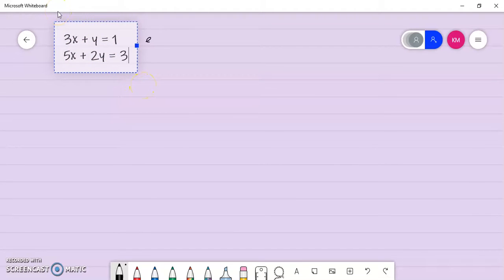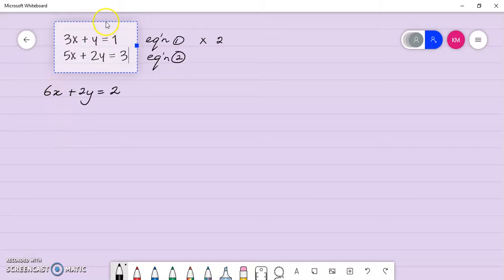So I'm going to label this. This is equation 1. This here is equation 2. So I'm going to try to make the coefficients of y the same in both equations. I can do that easily by multiplying my first equation by 2. So I'm going to multiply that by 2. So I'm going to get a new equation, 6x plus 2y is equal to 2.